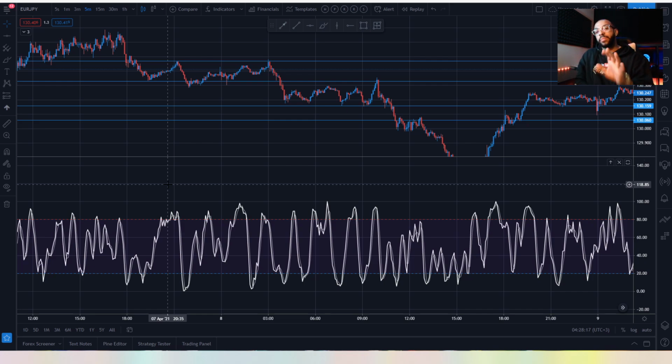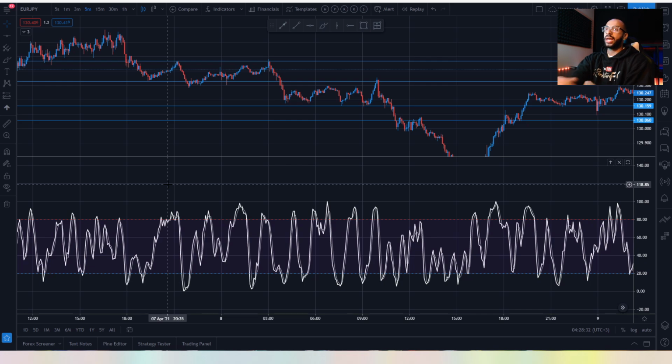There's a difference. A lot of people confuse that. So you have the setup, and then you have the entry. The setup consists of confirmations. So you want to collect multiple confirmations within your setup to be able to determine when you enter.